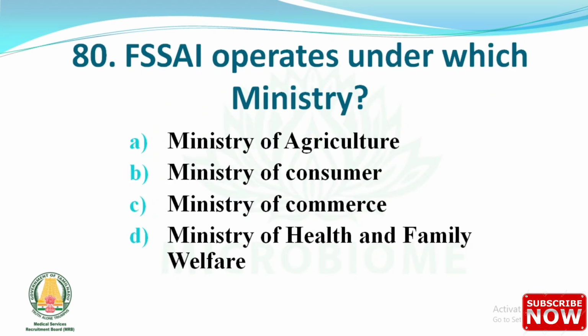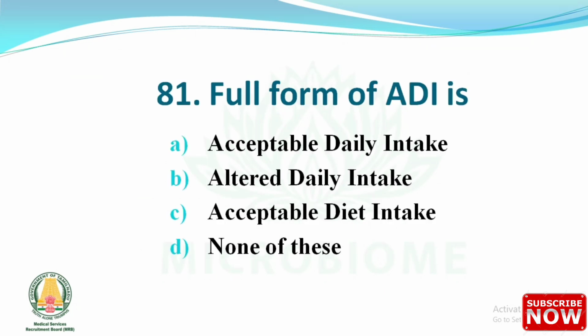Next, Food Safety and Standards Authority of India operates under which ministry? The options are Ministry of Agriculture, Ministry of Consumer Affairs, Ministry of Commerce, Ministry of Health and Family Welfare. The right answer, option D, Ministry of Health and Family Welfare. Next, the full form of ADI is: acceptable daily intake, altered daily intake, acceptable diet intake, none of these. The right answer, option A, acceptable daily intake.